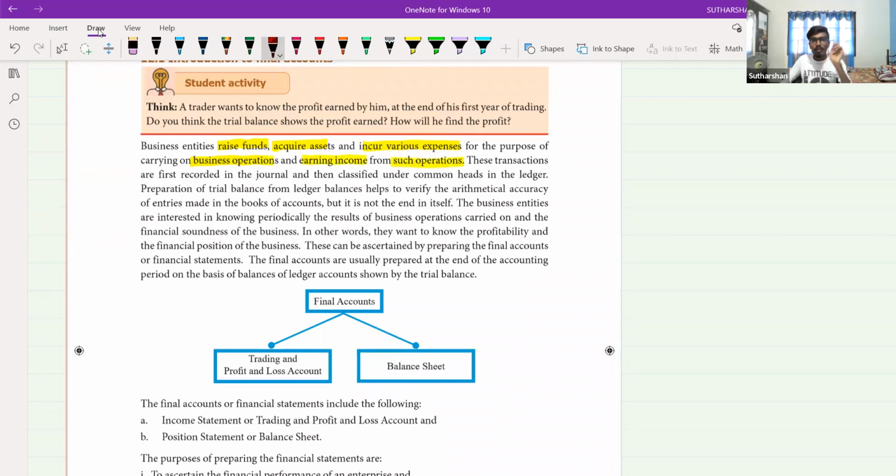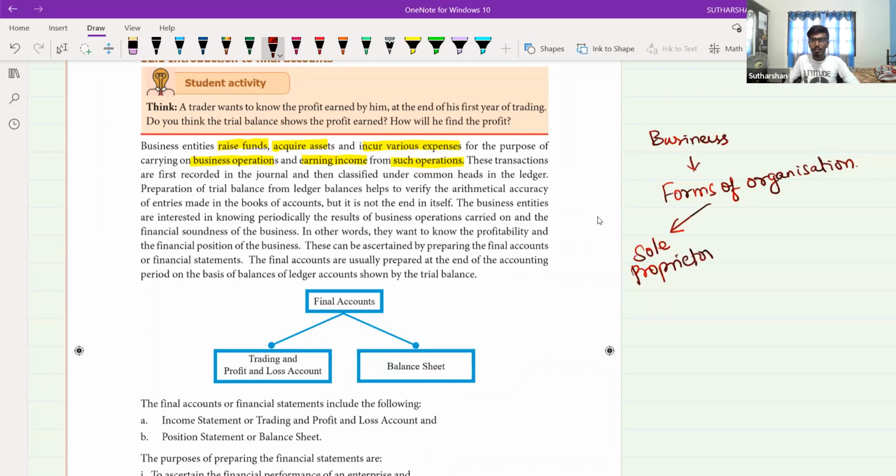Business entities. But what is a business entity? If I wanted to start my business, I can do my business in different forms that we call forms of organization. It is nothing but I can start it as a sole proprietor. Sole means single, proprietor means owner.